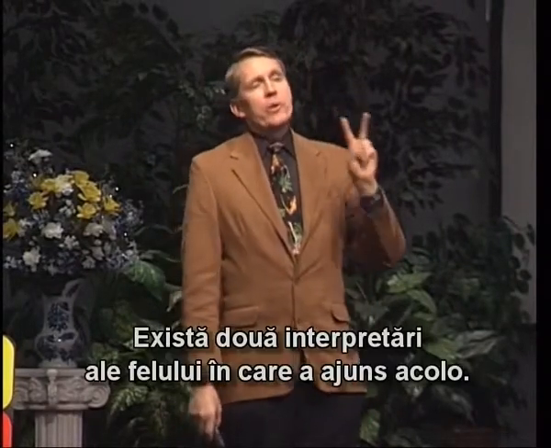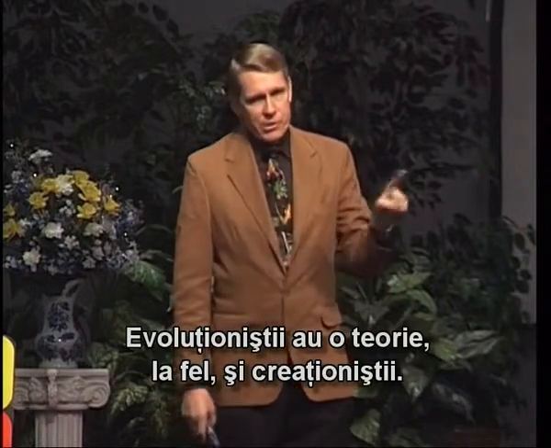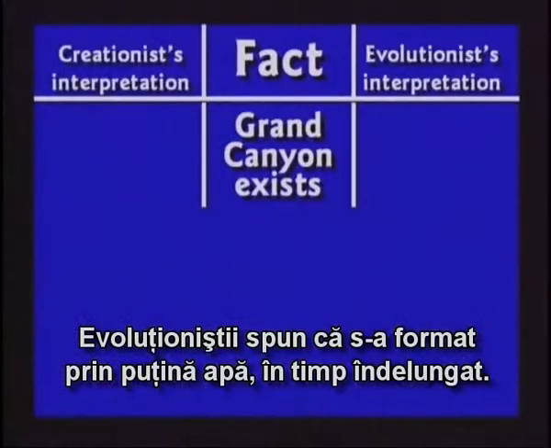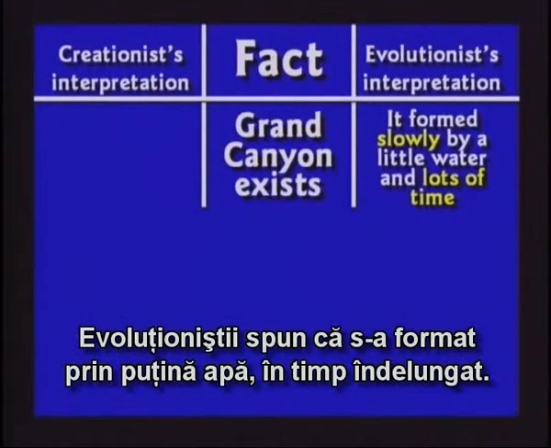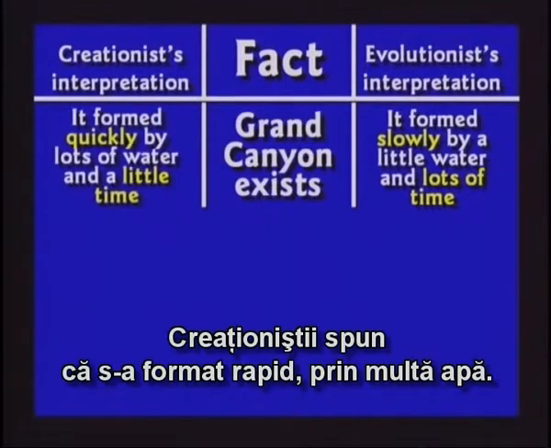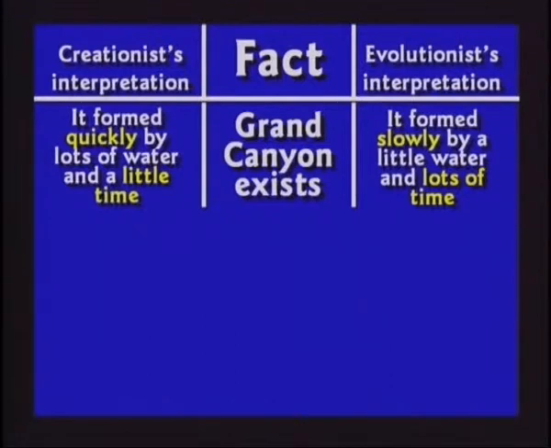Now there are two interpretations of how it got there. The evolutionists have an interpretation, and so do the creationists. The evolutionist is going to tell you that canyon formed slowly by a little bit of water and lots of time. Millions of years. The creationist is going to tell you, oh, the canyon formed quickly by lots of water and a little bit of time.